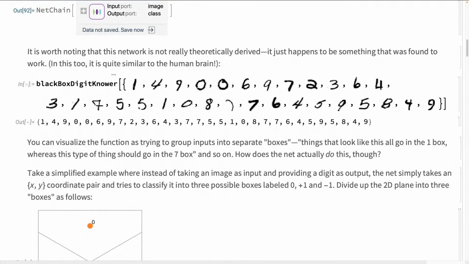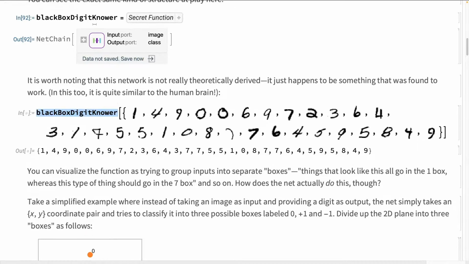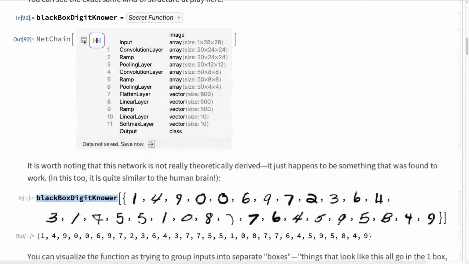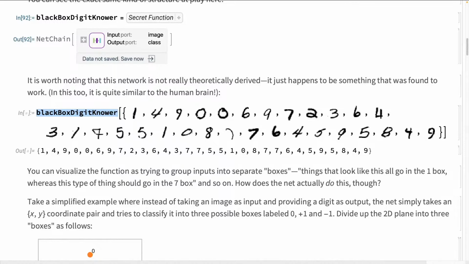So we can think of this black box digit knower, even though now we know it's not quite a black box, it's a neural network, a net chain, a chain of the pieces of the neural network. You can think of this as trying to group its inputs into separate boxes. Things that look like such and such all go in the one box. But things that look like this other type of such and such, these should all go in the 7 box and so on. So it's classifying or boxing them up into different boxes based on something in the input.